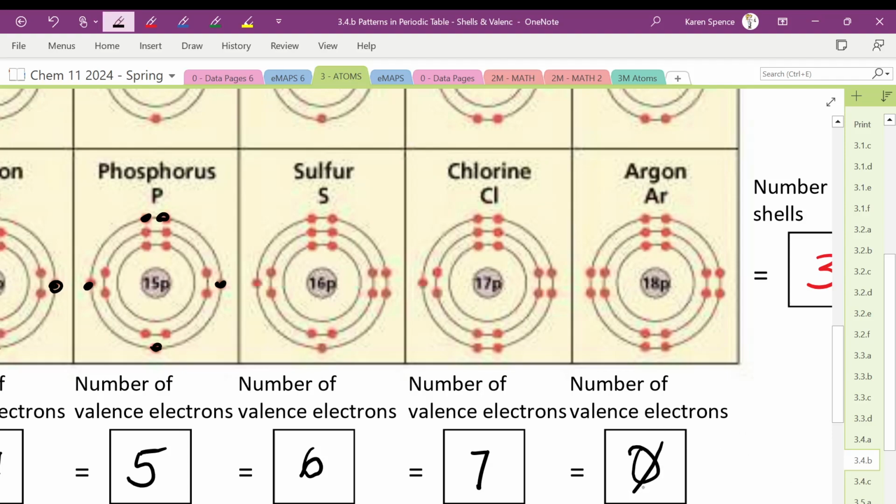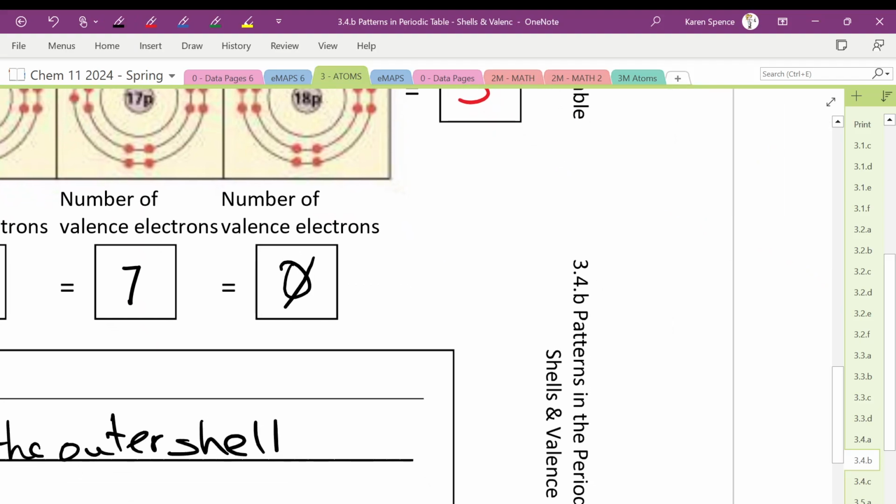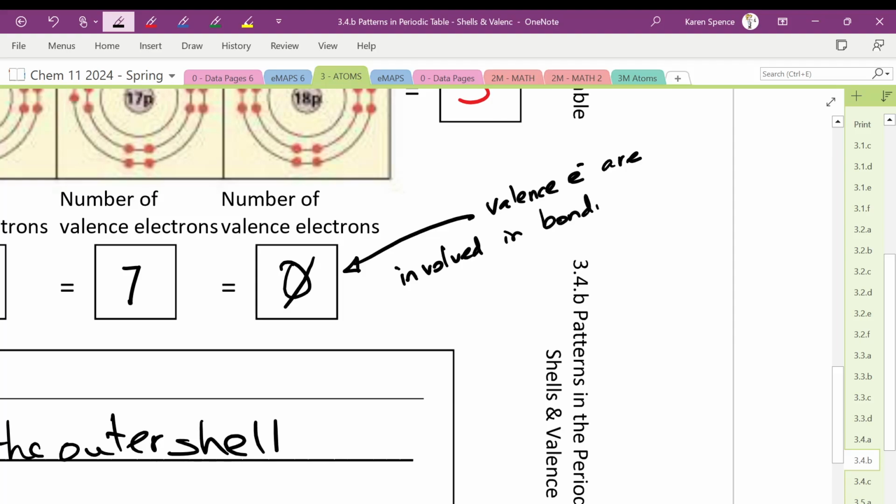Because remember, valence electrons are involved in bonding. And what do we call group 18? The noble gases do not bond.